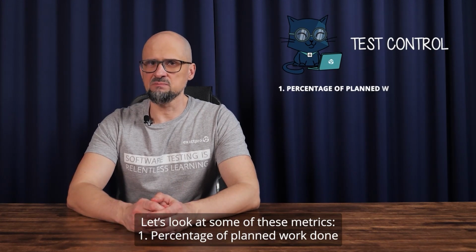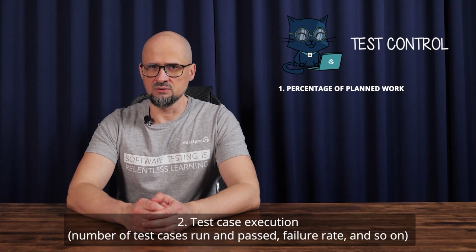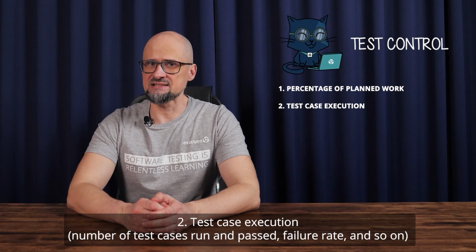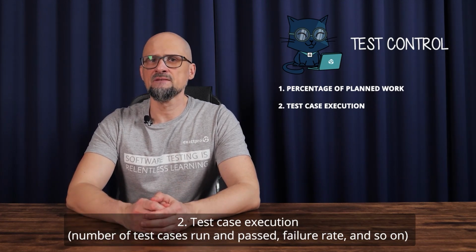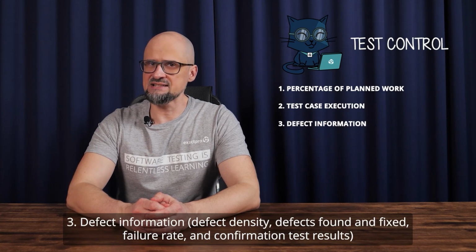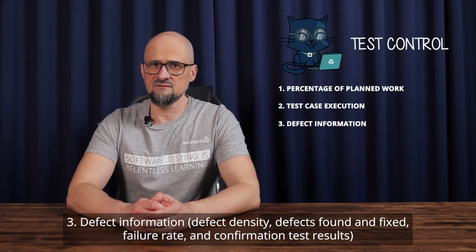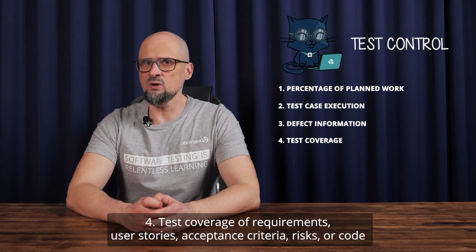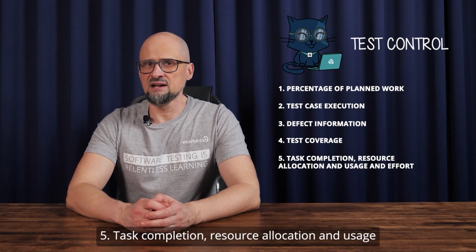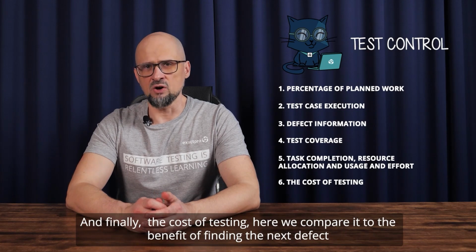1. Percentage of planned work done in test case and environment preparation. 2. Test case execution, number of test cases passed and run, failure rate, and so on. 3. Defect information, defect density, defects found and fixed, failure rate, and confirmation test results. 4. Test coverage of requirements, user stories, acceptance criteria, risks, or code. 5. Task completion, resource allocation, and usage and effort. And finally, the cost of testing.